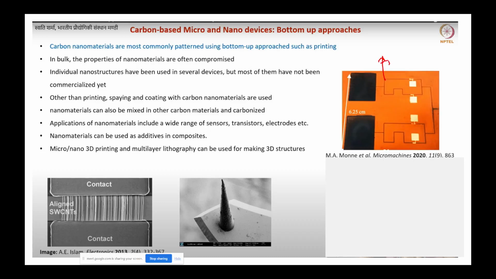This is a printing, so you can get this pattern. This is, I think, your carbon, and this is your track. This is your kind of a pad, and this could be your carbon.